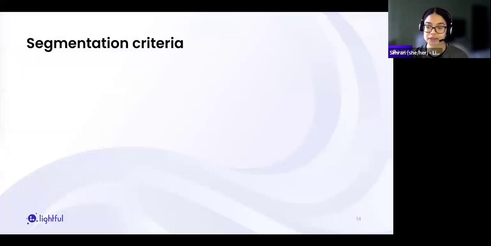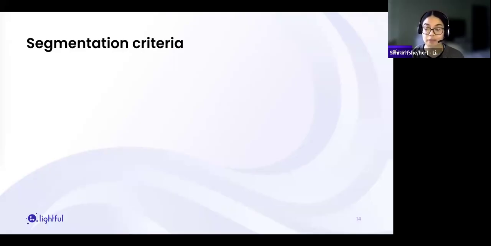So now let's look at some segmentation criteria. So segmenting helps you move from broad messaging to content that resonates deeply with different types of people. And you don't have to stick to those three segments that we just went through. And maybe you don't have any donors or service users, but you can segment your audience groups however is most suitable for your organization.